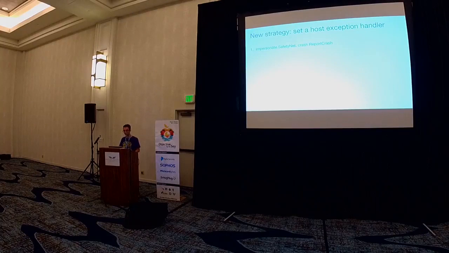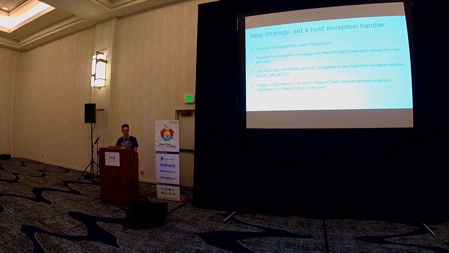We're going to impersonate SafetyNet and trigger a crash in ReportCrash. Then we're going to receive an exception message containing ReportCrash's task port, which we then use to extract the host-priv port. Once we have the host-priv port, we can call host_set_exception_ports to register ourselves as the new host-level exception handler, but this time for a recoverable exception type like EXC_BAD_ACCESS. And then we just do the same exploit a second time. We trigger a bad memory access in ReportCrash and receive another exception message with ReportCrash's task port. And this time, because the exception is recoverable, we can just fix up ReportCrash so that it's no longer crashing and then execute arbitrary code.